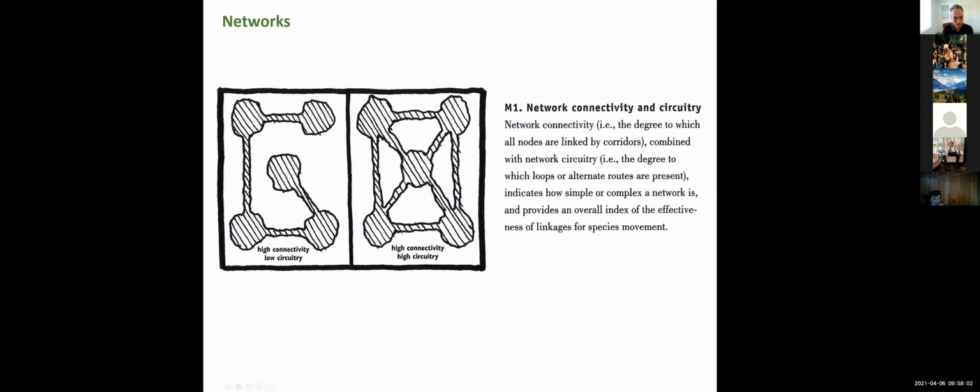Right, so does everyone see that difference in the fact that they're both highly connected? Because you can technically, on the one on the left, you can move from patch to patch. So they're highly connected, but the one on the right has much higher circuitry because there's different pathways that you can choose to get through that network.